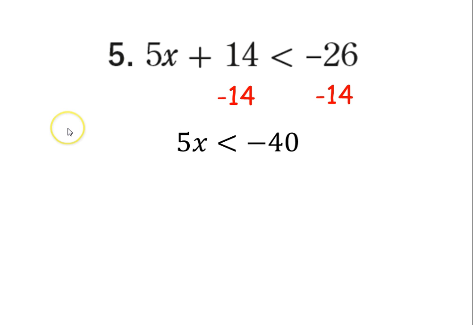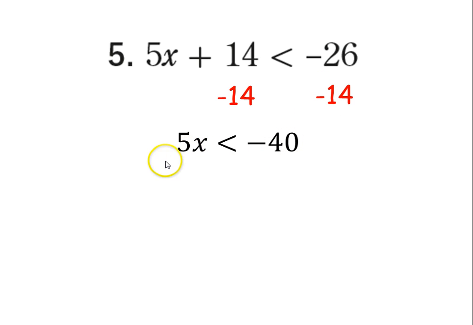Once we do that, on the left-hand side, we get 5x from right here. That didn't go anywhere because we didn't do anything with that. 14 minus 14 is 0, so that's why there's nothing else here except for the 5x. And then negative 40 comes from negative 26 minus 14. Negative 26 minus 14 is negative 40.